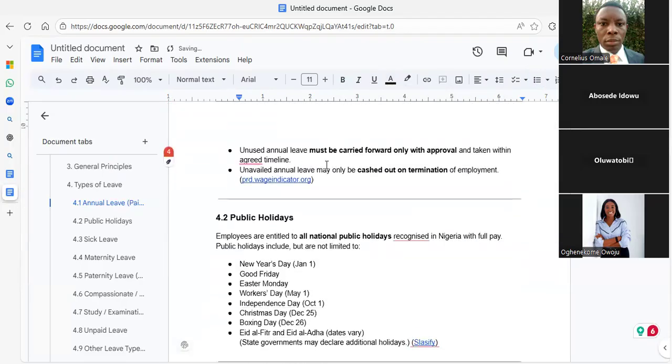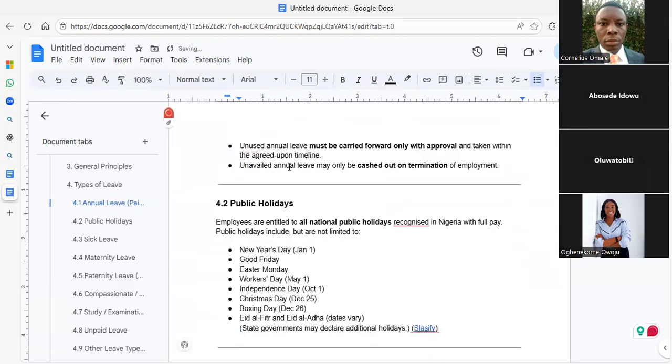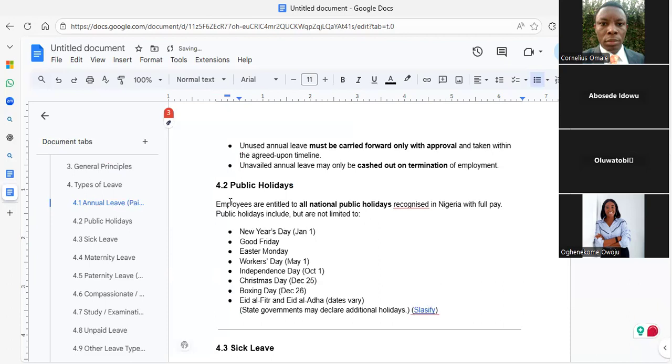So let me put that in the color. This is now: unused annual leave must be carried forward only with approval and taken within the agreed time. You understand? Maybe because the person is very important, you don't want the person to go on leave. You beg the person. Maybe January work is not too tedious. You now have to allow the person to go.